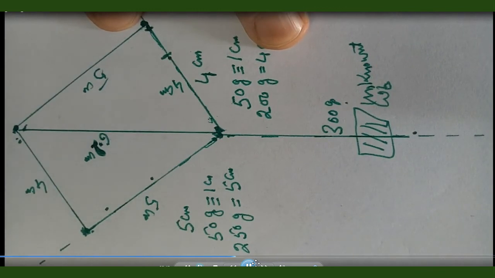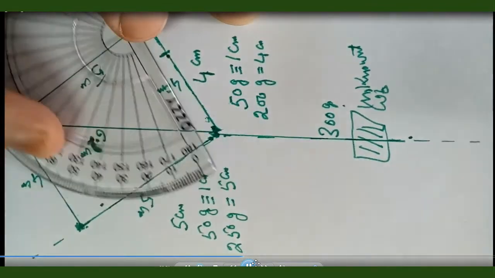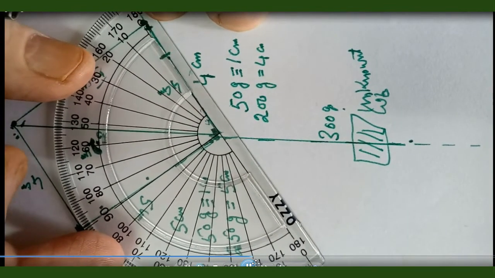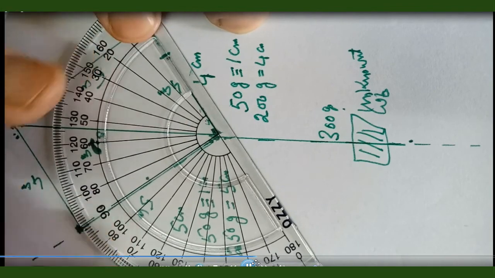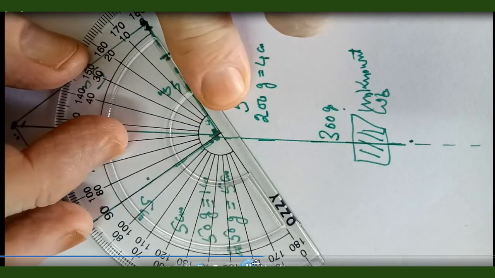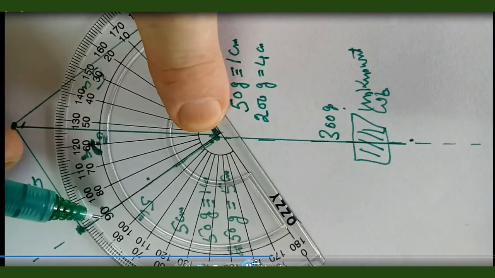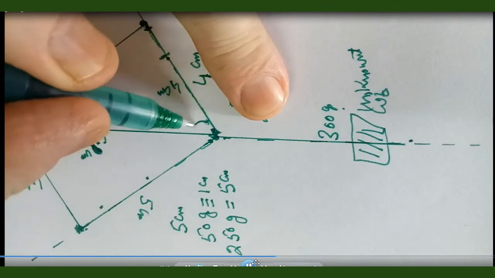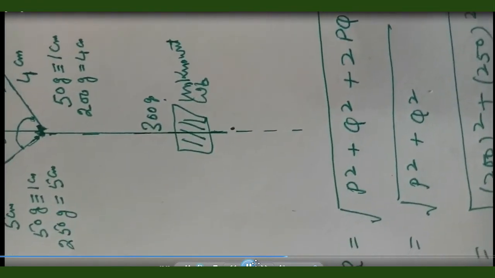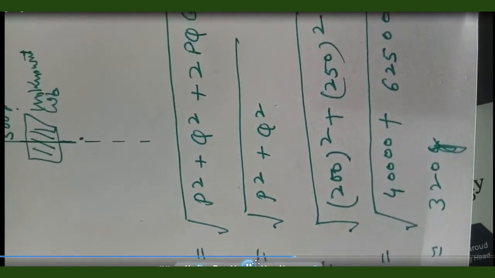Now we find the length of the resultant, and we find the angle between P vector and Q vector, that is, the angle between 200 gram and 250 gram. So this angle is approximately 90 degree. That becomes easy if the angle is 90, because you know the formula. R vector is under root of P square plus Q square plus 2PQ cos 90. Cos 90 is 0. So R is under root of P square plus Q square.